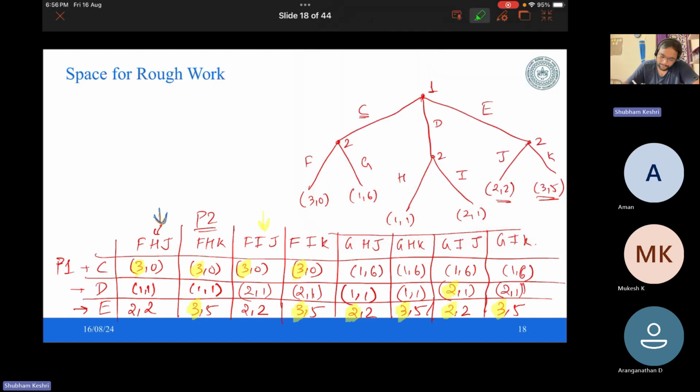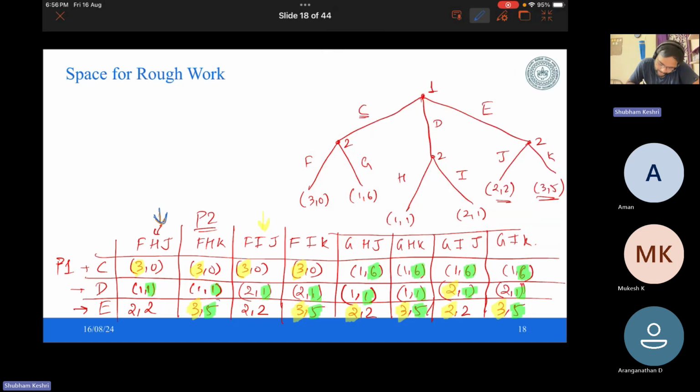Similarly, we can do this for player 2. So when player 1 is playing C, the best response of player 2 is to play these 4 strategies, either of the 4 strategies. When player 1 is playing D, you see he is indifferent in playing any strategy. He will get 1 in all the strategies. So all will be his best responses. And when player 1 is playing E, he will play 5 is here, 5 is here, 5 is here, and 5 is here. Now we'll see where the best responses intersect.